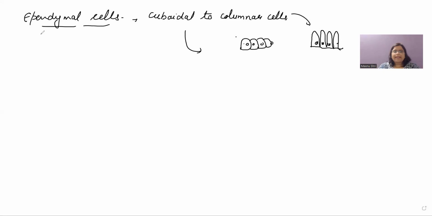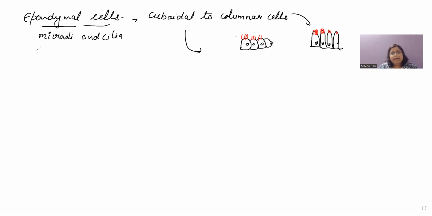They possess microvilli and cilia on the outer surface of the structure. Cilia are finger-like projections. So on the outermost surface of the ependymal cells, the cilia and the microvilli are present, and we will discuss the site where the ependymal cells are present.